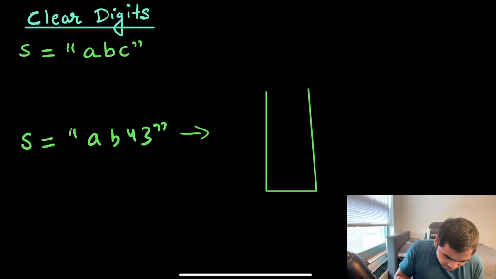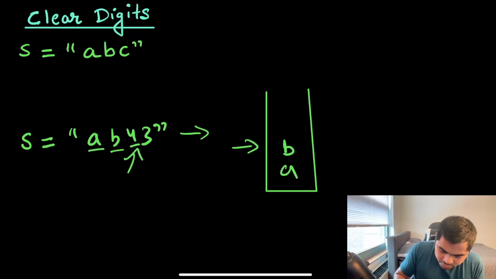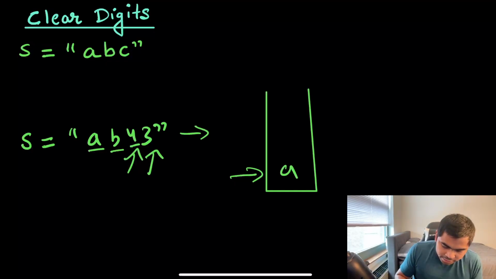So I'm going to go over my string and keep pushing my characters to my stack. A, and then B. Whenever I see a digit, I'll see what is on top of my stack and delete that. So when I see a digit, I'll pop whatever is on top of my stack and move to the next character. The next character is also a digit, so now my top is at A, right here, and I'll delete the top of my stack.